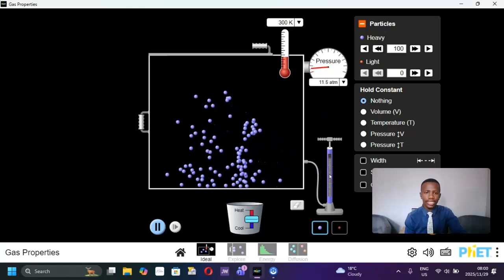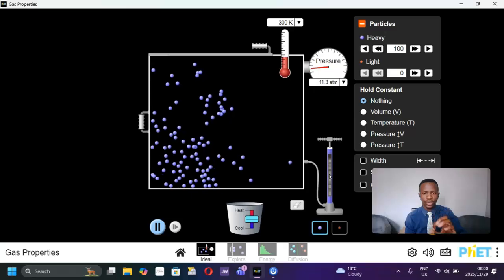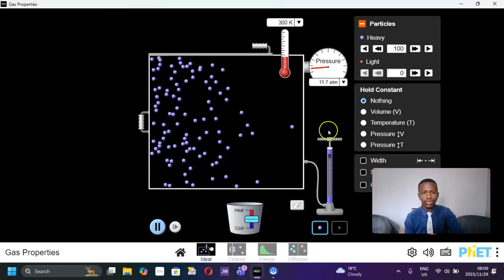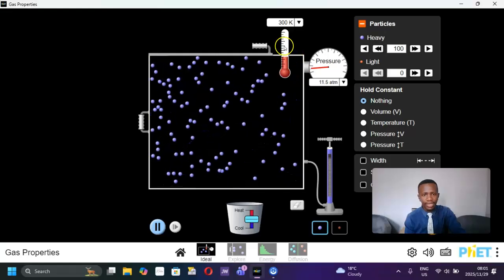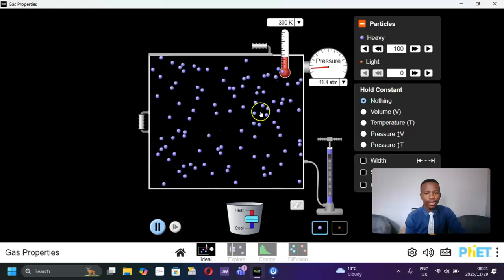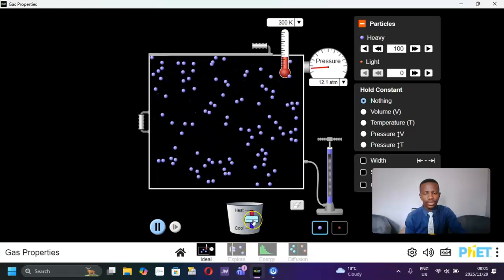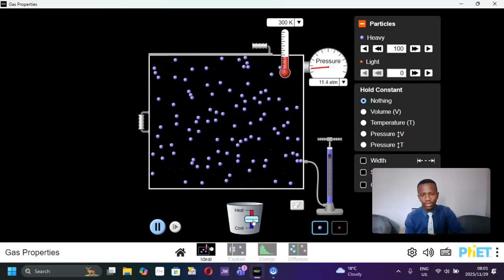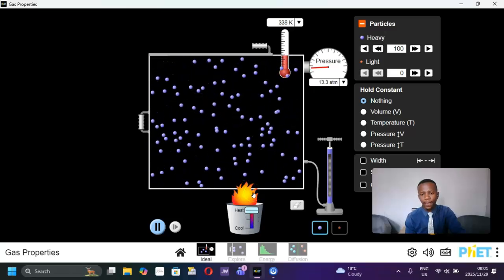Now, you will notice that the pressure when there was no gas was 0, but suddenly, as soon as I pump some gas in, it becomes 11 or 12 atmospheric pressure. That's the average. Now, what happens if I decide to increase the temperature from 300 kelvins, let's say, to 2000 kelvins? Let's see what happens.